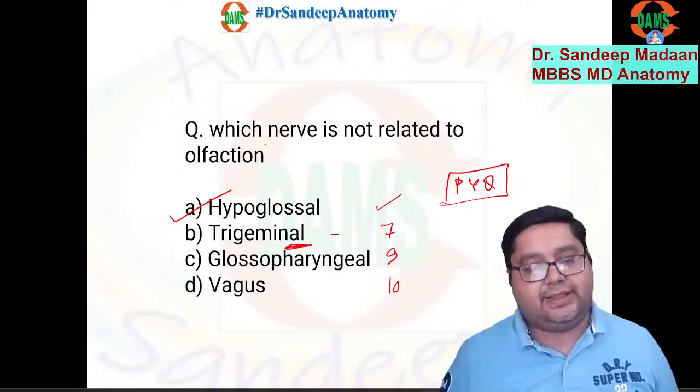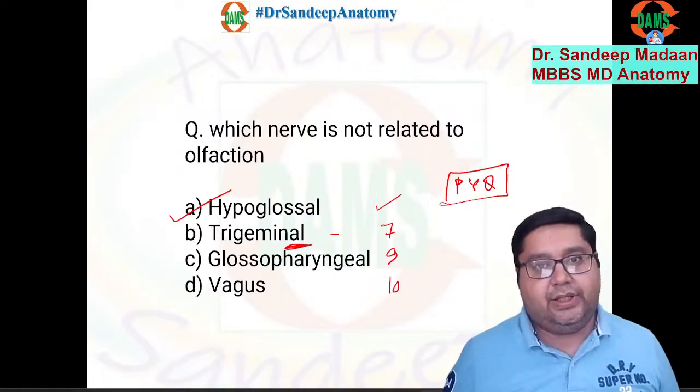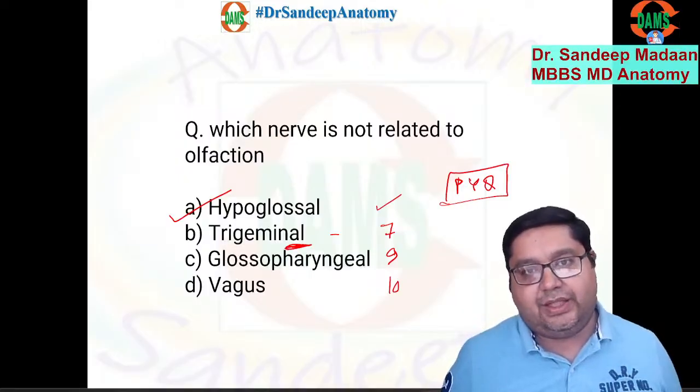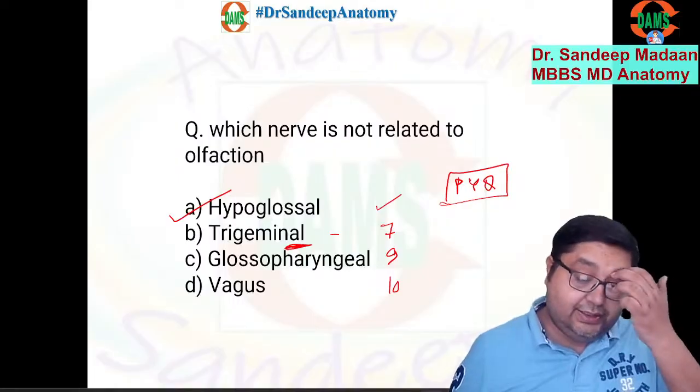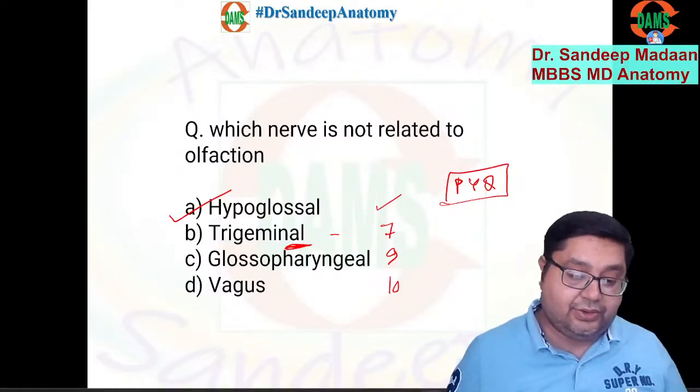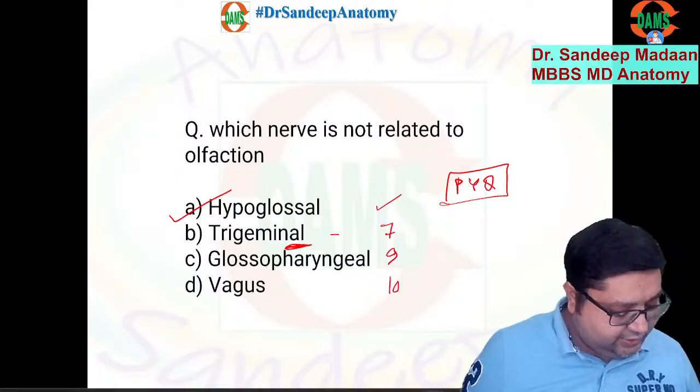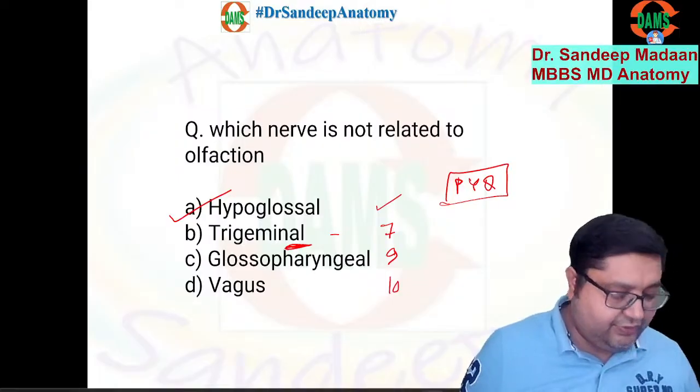Even now we are going to take the answer as hypoglossal because that's a pure motor nerve. Even though it has something to do with the tongue, that is only the motor aspect, the muscle supply, not the taste or olfaction, right? Okay, beta. So it was a single best answer, so we will go with that.